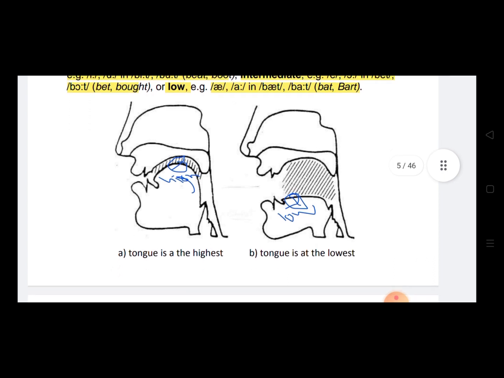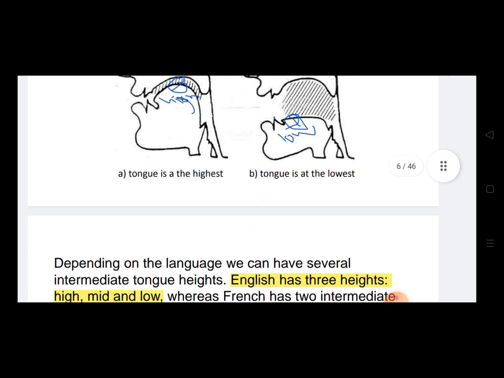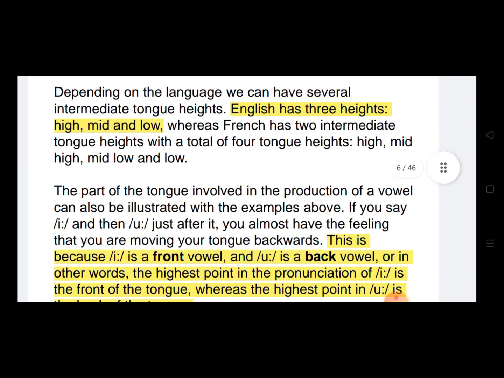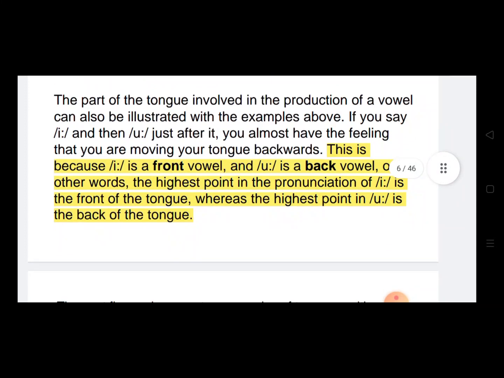So here you can see the tongue at the highest position, and this figure B shows that the tongue is at the lowest position. English has three heights: high, mid, and low. The intermediate is also known as mid, as we discussed, and this is because the E is a front vowel and U is a back vowel.